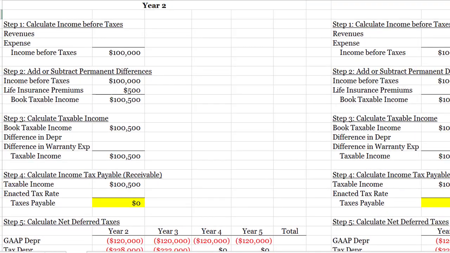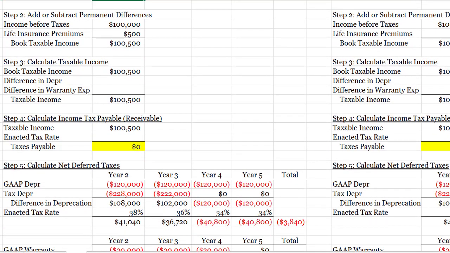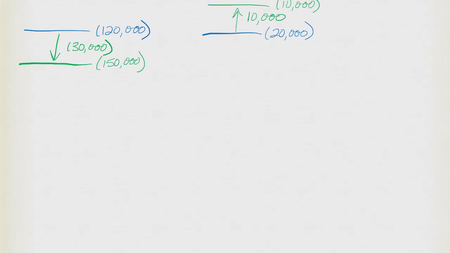For year two, I have created a template to walk us through our calculations. And we're going to start with the same $100,000 income before taxes. We've got the same $500 in life insurance premiums, but we have different adjustments for depreciation and warranty. And those are the only adjustments I have to worry about now because the revenue is not going to kick in until years 4 and 5. So I still just have these two, but I need to figure out what those two adjustments will be. And the best way to do that, as always, is to draw it. So let's jump back to PowerPoint where we can draw these numbers.